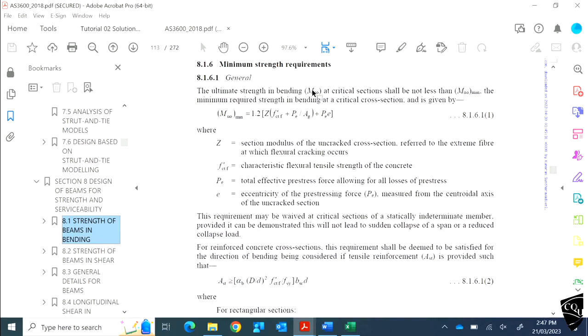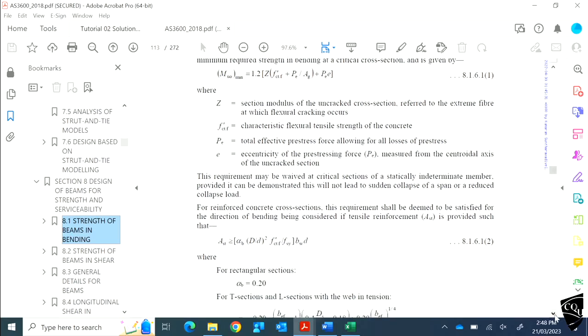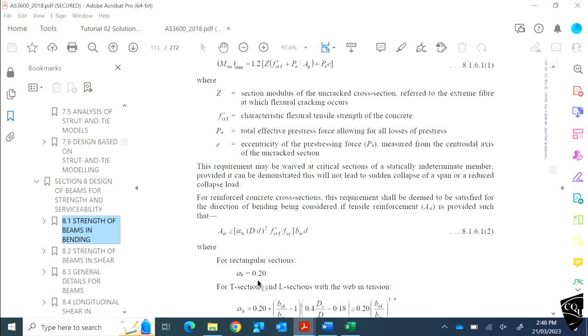8.1.6, minimum strength requirement. Whatever the bending moment you have in your section, they say at least your section should have this much moment capacity, minimum. You don't need to check that one. You just need to provide this much steel, and it automatically gives this much moment. So your AST should be larger than this value. For a rectangular section, the alpha value is given by this equation, 0.2. So here we have a rectangular section, so it should be 0.2.